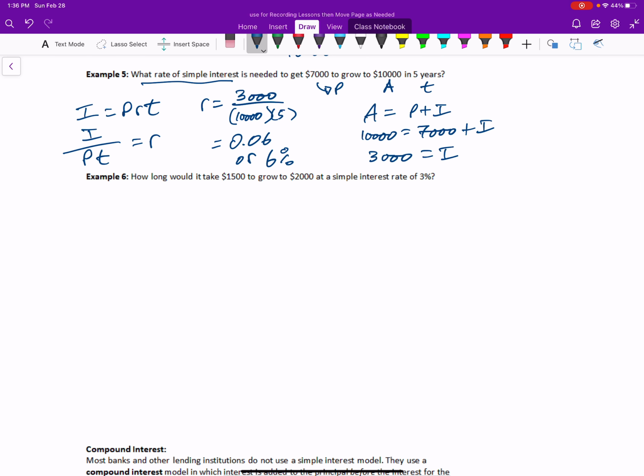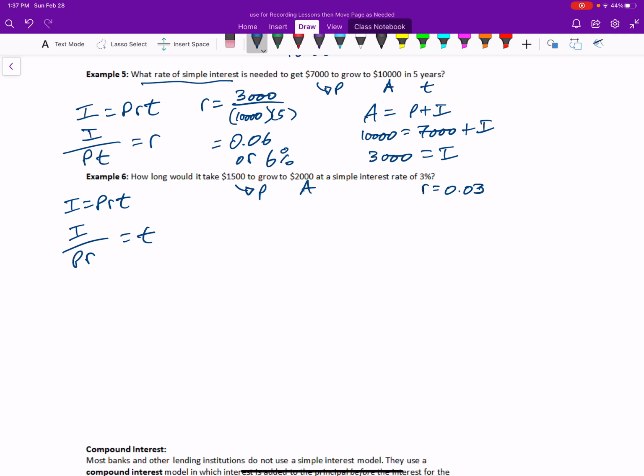How long would it take for $1,500 to grow to $2,000 at a simple interest rate of 3%? All right, so again, I equals PRT. If I rearrange this, then I divide by P times R equals T, which isolates the T. So this is my P. This again is my A. And my rate is going to be 0.03.